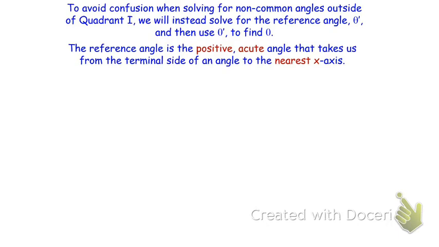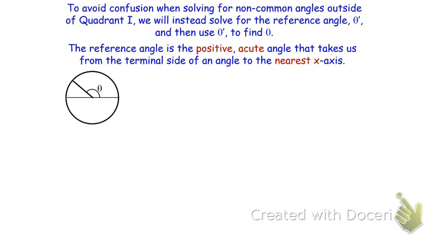Now, we're not always going to get answers that are going to be on the unit circle. And in order to avoid confusion when solving for these non-common angles outside of quadrant 1, we're instead going to solve for the reference angle, which we call theta prime, and then use theta prime to find the actual theta. Now keep in mind the reference angle is a positive acute angle that takes us from the terminal side of our angle to the nearest x-axis. Keep in mind the reference angle is positive, acute, and always to the nearest x-axis, never the y-axis.